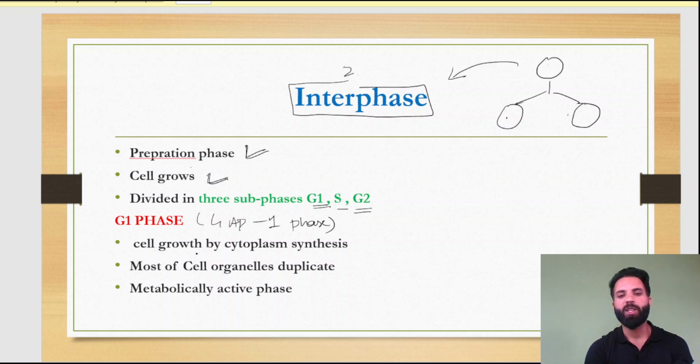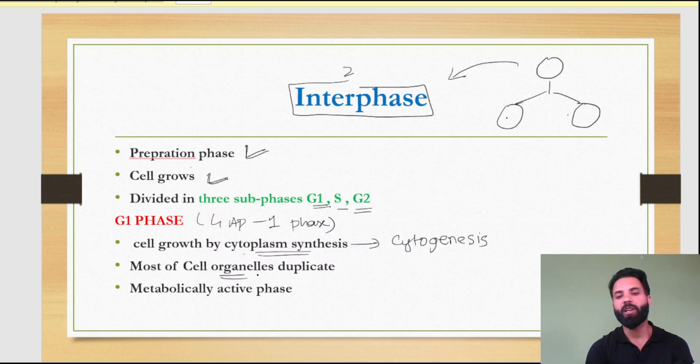Now in this phase what is happening? Cell grows by increase in cytoplasm. So cytoplasm synthesis occurs in the G1 phase, and I can give a term to the cytoplasm synthesis, that is known as cytogenesis. Cytogenesis means cytoplasm synthesis. So in the G1 phase the cell growth occurs. How does the cell growth occur? By the growth in the cytoplasm, by the cytoplasm synthesis.